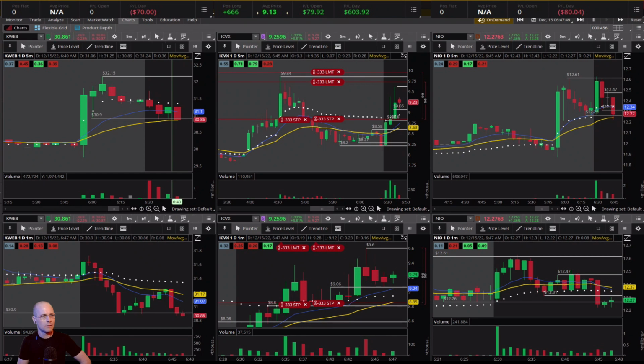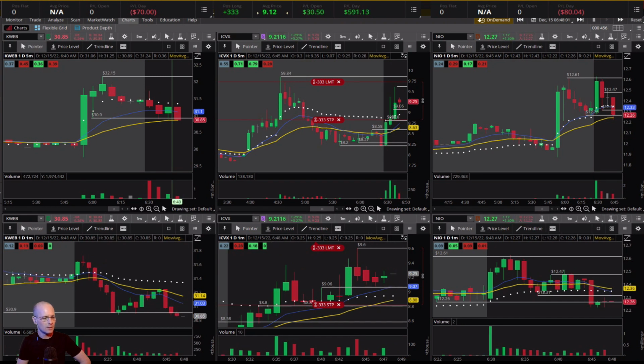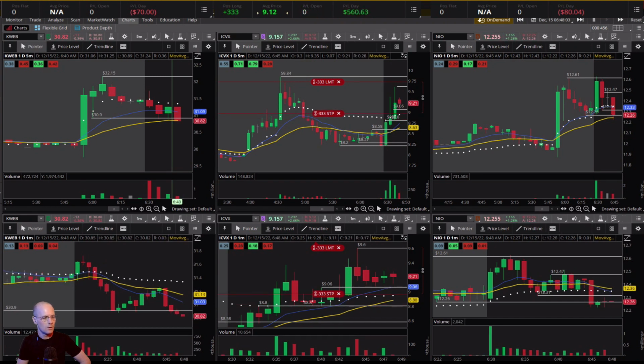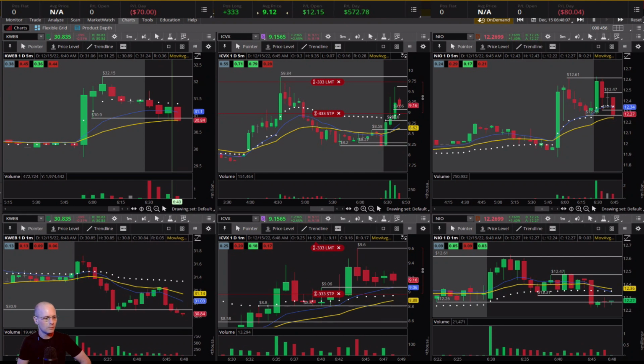I have that candle is 928. There's 929. I sold half right there. I'm going to move my stop loss up to the low of that pullback, risking $33. Risking 33 to make 200.